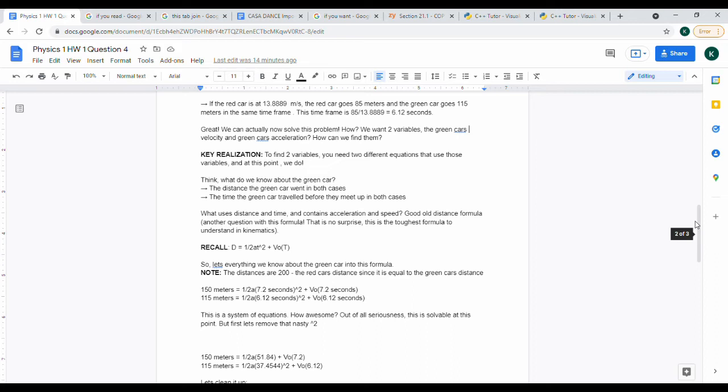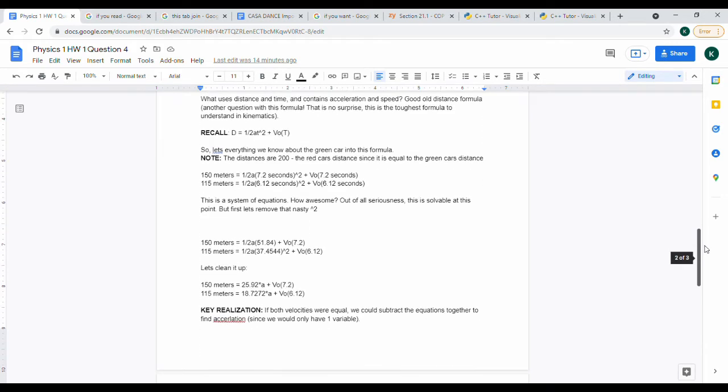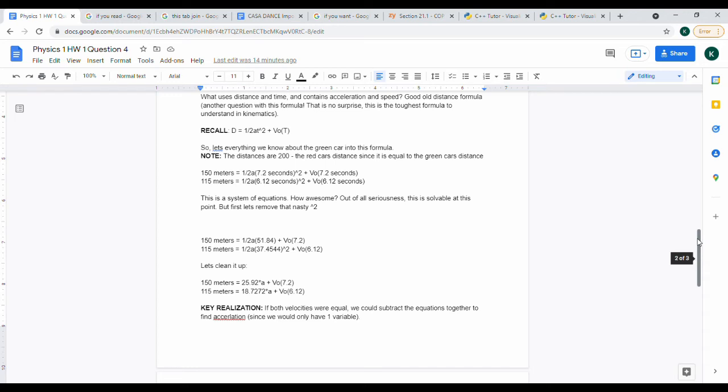It's not very surprising. Most of the tough questions in kinematics use this equation because it's the only difficult one, at least in my opinion. So let's put everything we know about the green car into this formula.